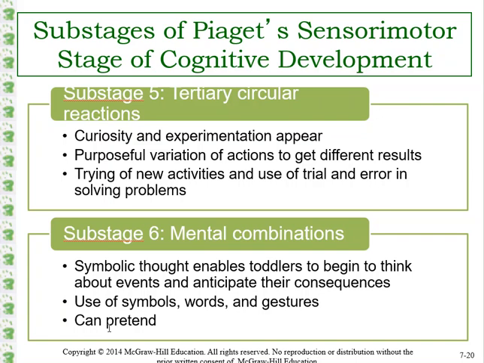So one of the important mental combinations that starts to appear in substage 6 is symbolic thought. Symbolic thought leads into the next stage, which is the preoperational stage. The preoperational stage is right after the sensorimotor stage, and it involves symbolic function, so symbolic types of thinking. You may see a lot of dramatic play and make-believe play, using symbols, words, and gestures in order to pretend.